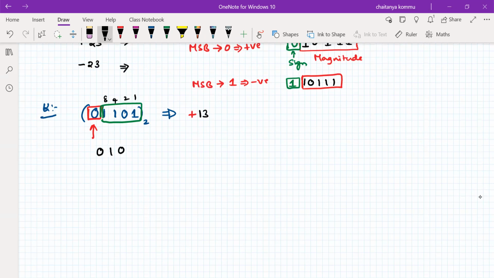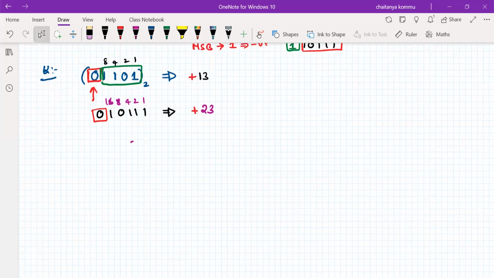0, 1, 0, 1, 1, 1. What is the sign magnitude representation of this number? Again, we understand that the MSB is 0, which means plus. What is the remaining value? 1, 2, 4, 8, 16. 7 plus 16 is 23, sir. Yes, exactly, it is 23. For example, write another one.